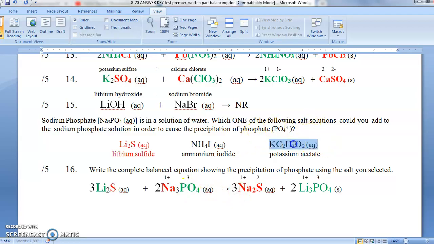And they're asking which of these 3 salts right here could we put in solution, mix with the sodium phosphate, to get the PO4 to precipitate out of solution. Lithium sulfide, ammonium iodide, or potassium acetate. They want to precipitate the phosphate out.